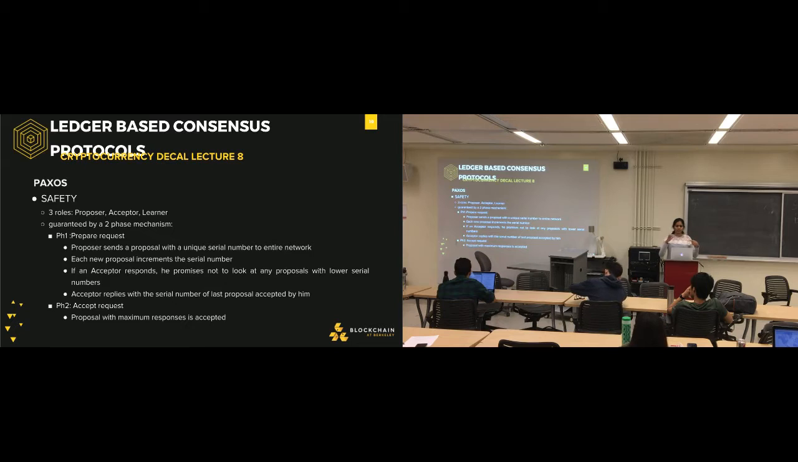So if proposal 7 then gets voted on to be the proposal with the maximum number of acceptances, then 7 becomes the new value which replaces 5 in the entire network. So anyone who now responds in round 3 will respond with 7. And that way there's no discrepancy ever in the network. Everyone has one common view of the network.